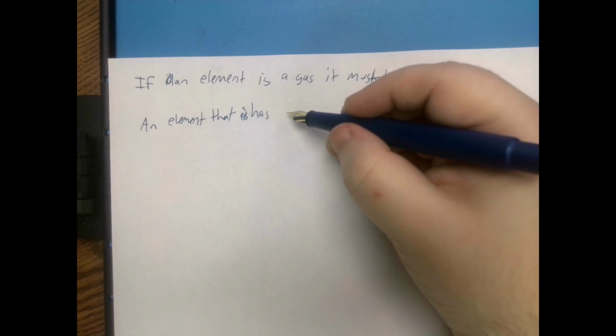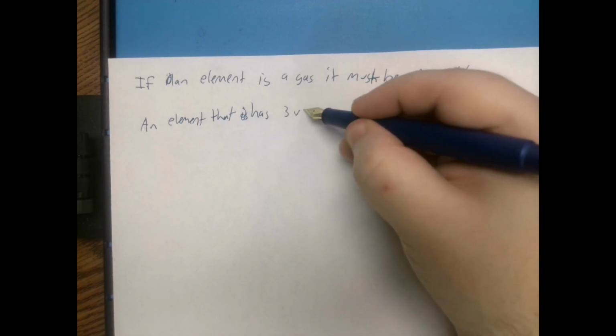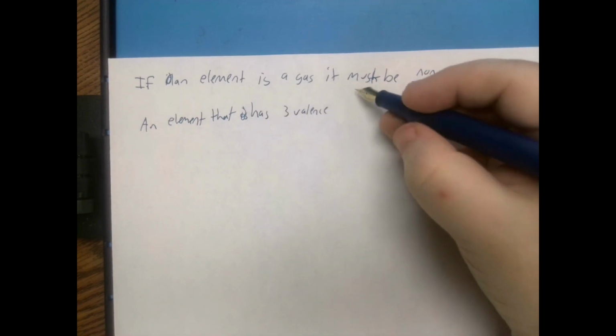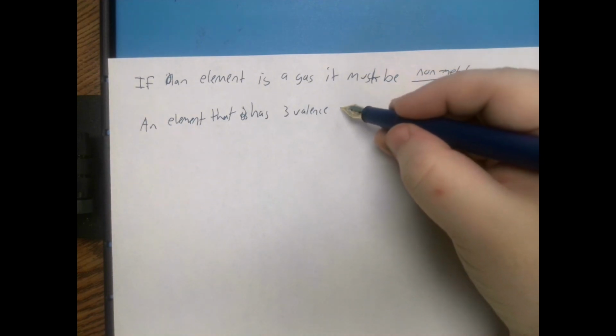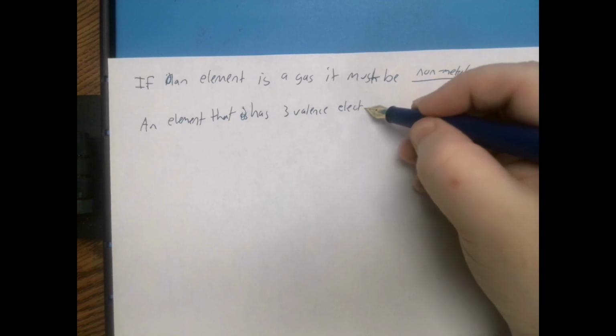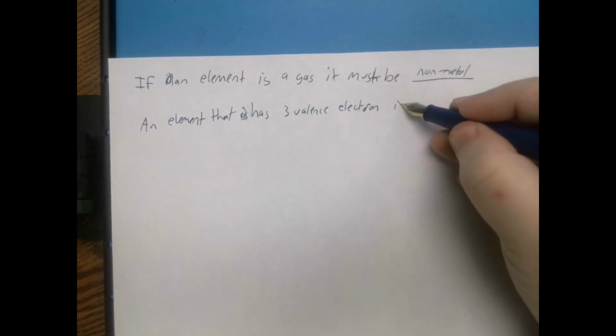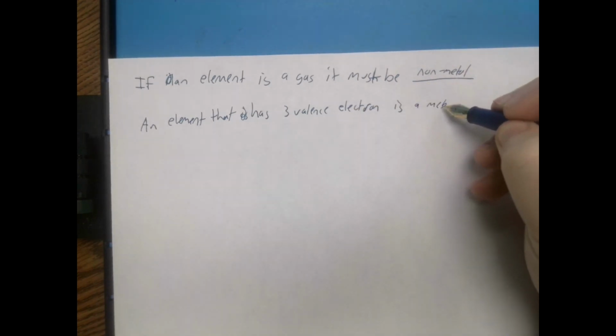Answer the question. An element that has 3 valence electrons is what? Any element of group 3A. So yes, it is a member of the boron group.